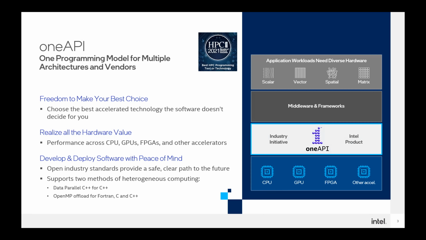Let's say, choose the best accelerated technology and don't let the software decide for you. The fact that it's based on industry standards gives you a safe and clear path to the future. And considering heterogeneous computing, oneAPI supports two methods for offloading the data to GPUs or FPGAs: Data Parallel C++ for C++ code, and OpenMP offload for Fortran and C code, and even for C++ code if you want.